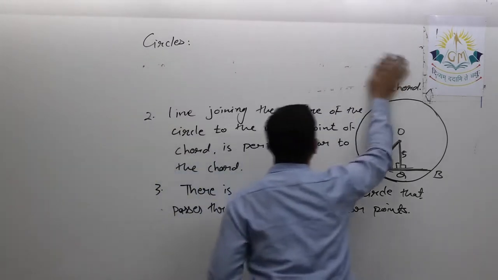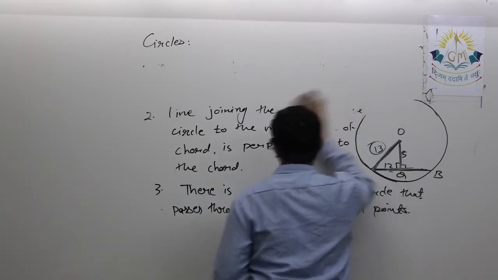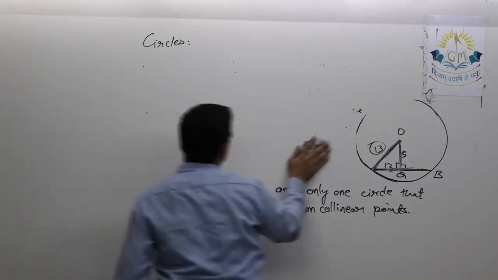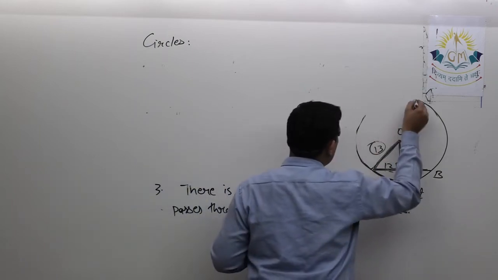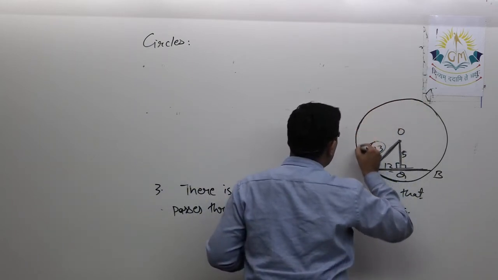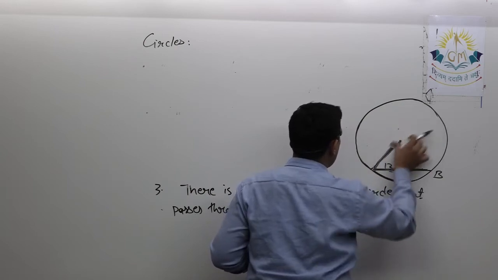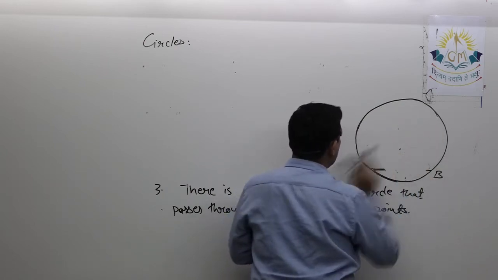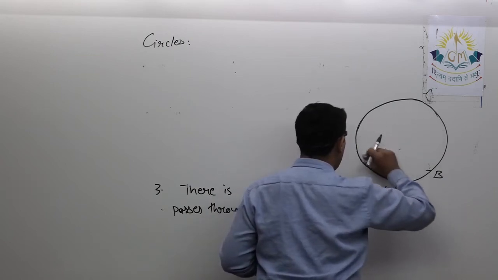Now next theorem. There are around 18 to 20 theorems in this chapter, and the maximum questions are based on the theorems only. Okay, so let us see the next theorem actually.